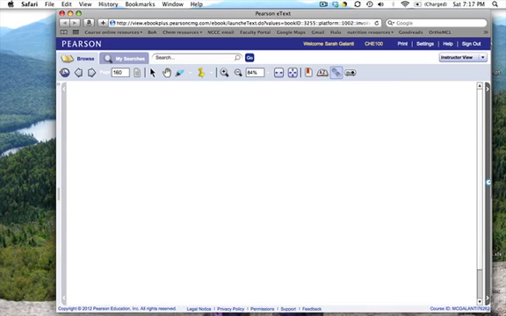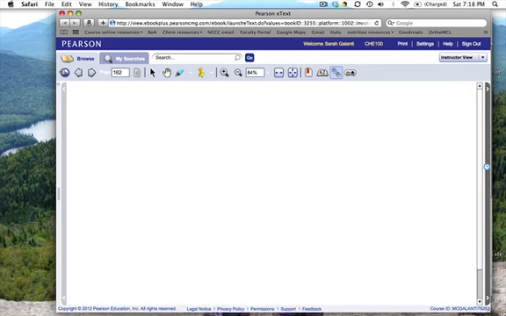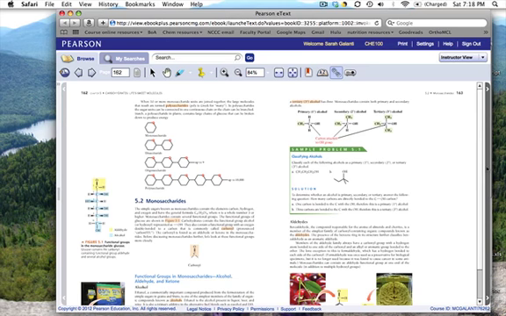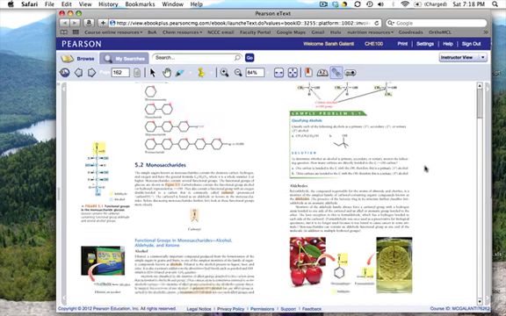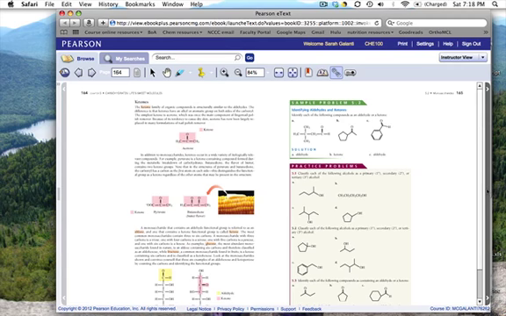Okay, so chapter 5, it's all about the carbohydrates. Obviously it's open book, so you can look up what the different types of carbohydrates are. Oddly enough, I don't have you identifying primary, secondary, tertiary alcohols, so you don't need to focus on that.